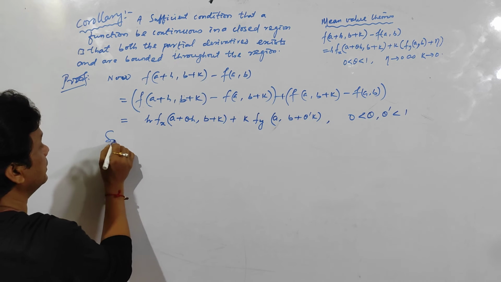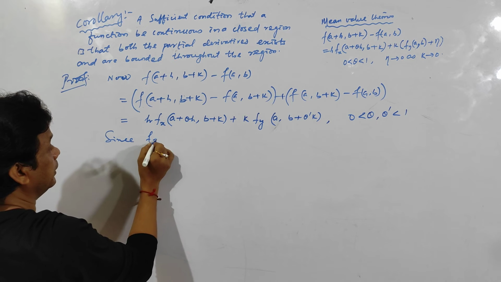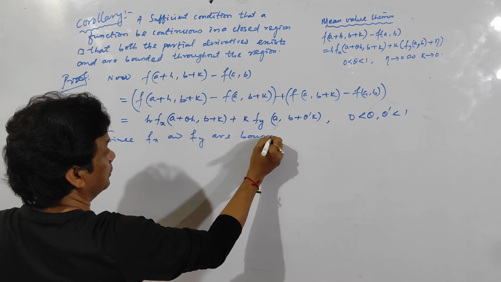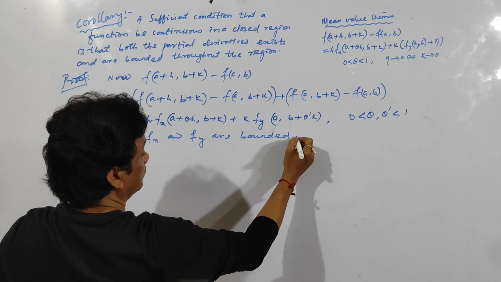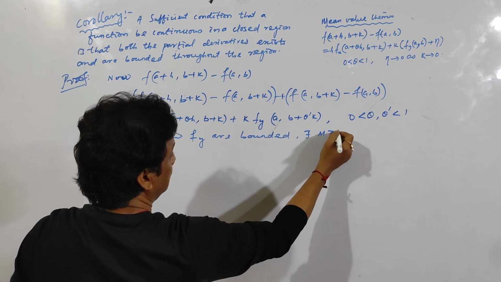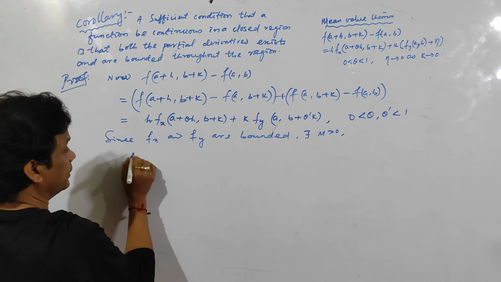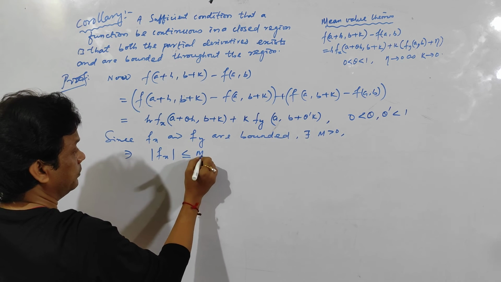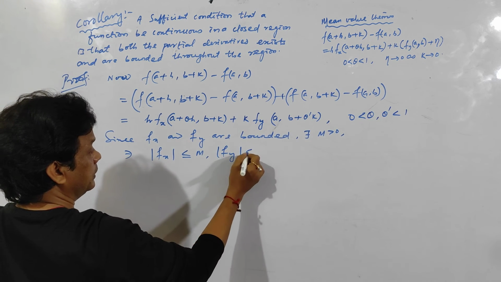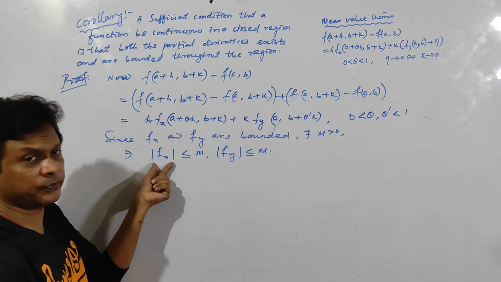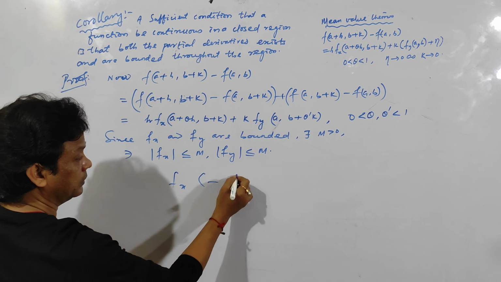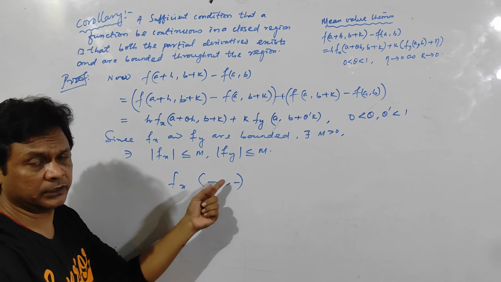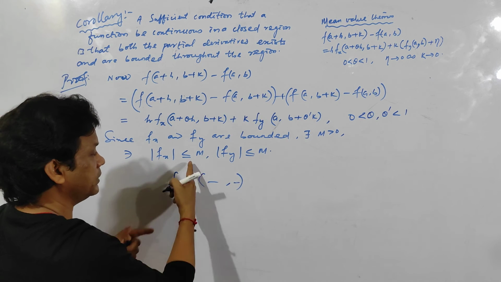Now, suppose fx and fy are bounded. There exists capital M greater than 0 such that mod fx is less than or equal to capital M and mod fy is less than or equal to capital M. That means fx is a function, fx of anything, alpha, beta, a, b, anything. Its mod is less than or equal to M.